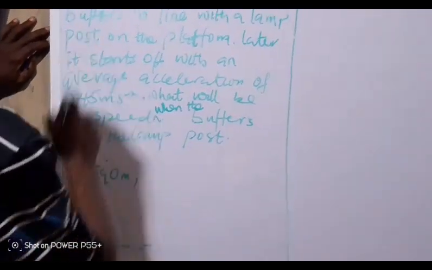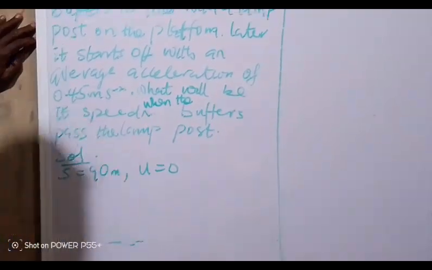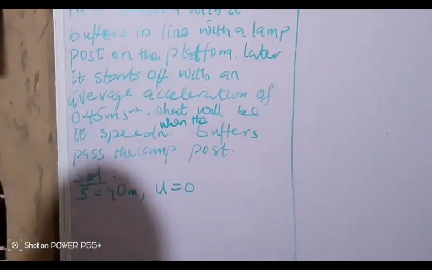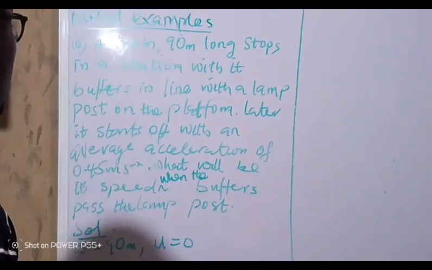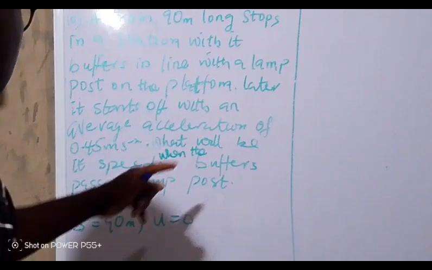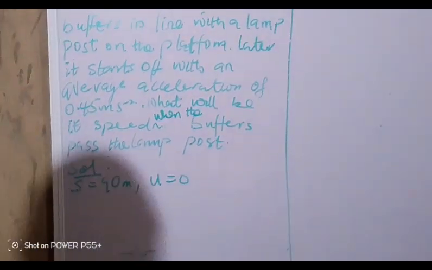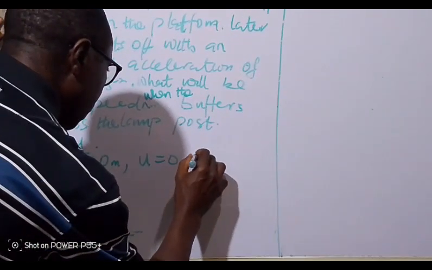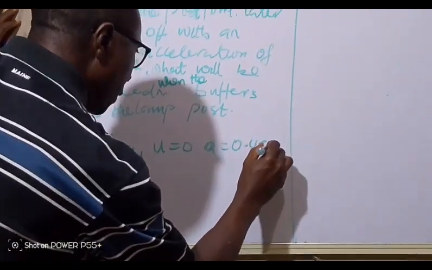It starts from rest, so u will be equal to 0, according to the question. Because the question says a train 90 meters long stops in a station with its mover. When it starts again, then the initial velocity will be equal to 0. Now, again, average acceleration is given. a is equal to 0.4 meter per second squared.